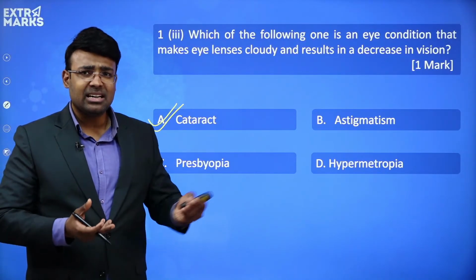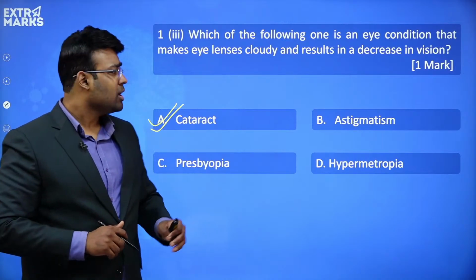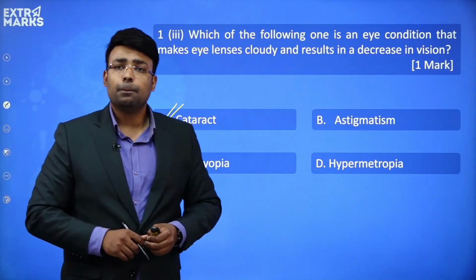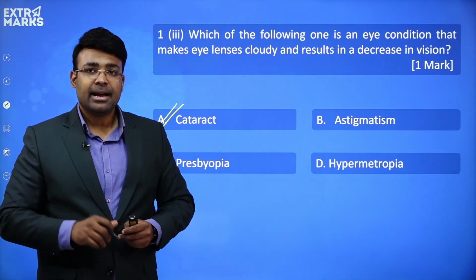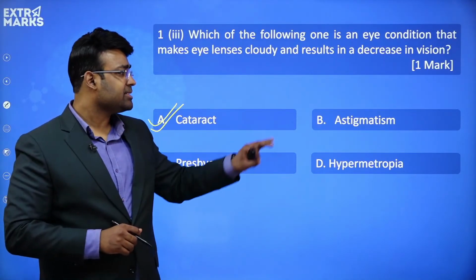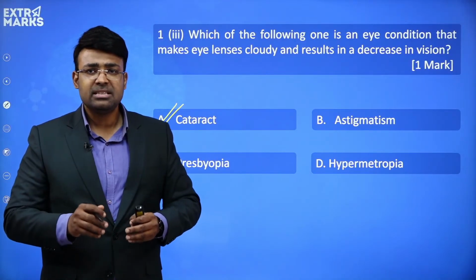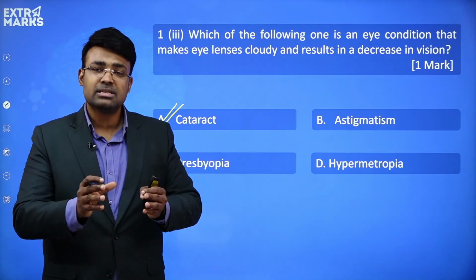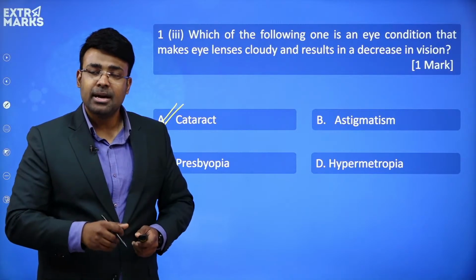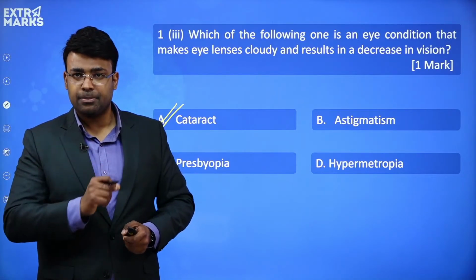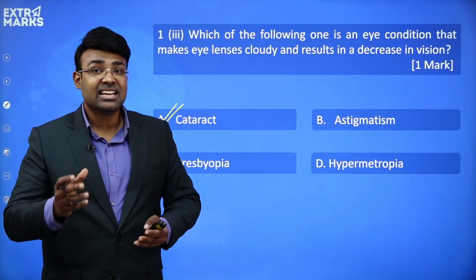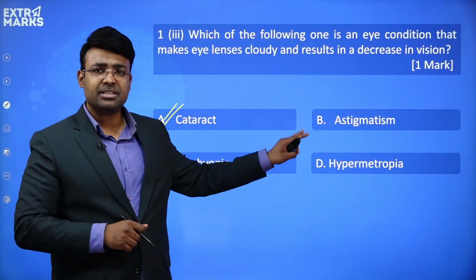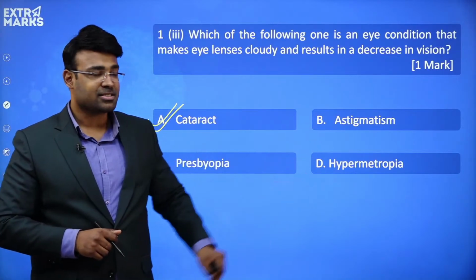Now what happens in the other cases? Let's study them also. In astigmatism, the curvature of the cornea in our eye is not proper. So the person cannot focus, meaning some part of the image appears blurred to him and some part appears sharp. It can be corrected by the use of cylindrical lenses. So we know astigmatism now, but it is the wrong answer.